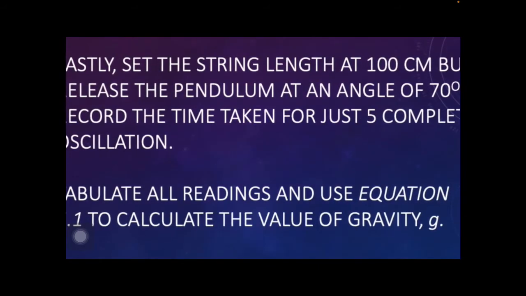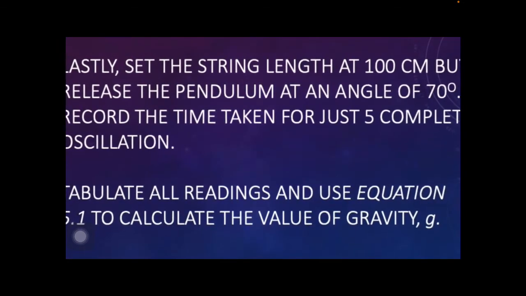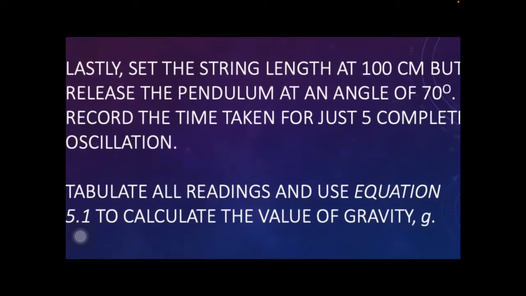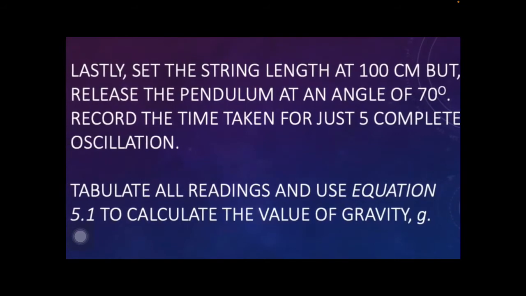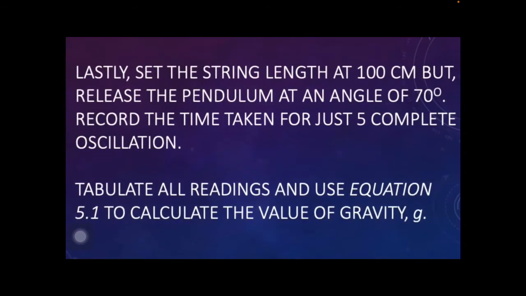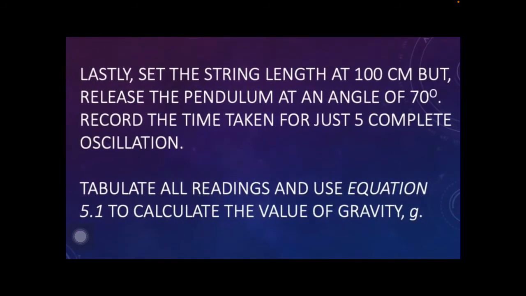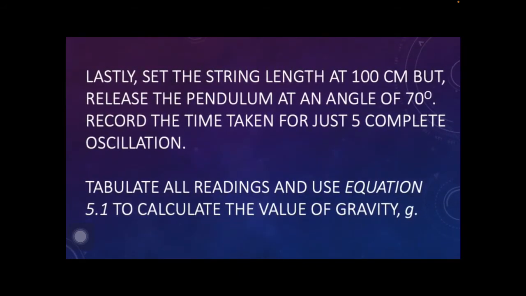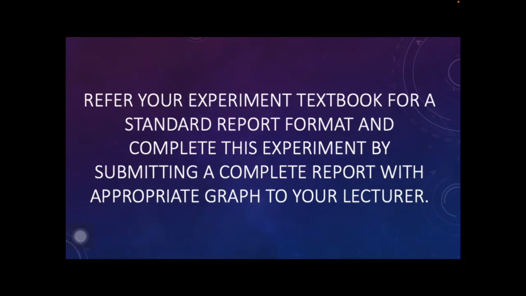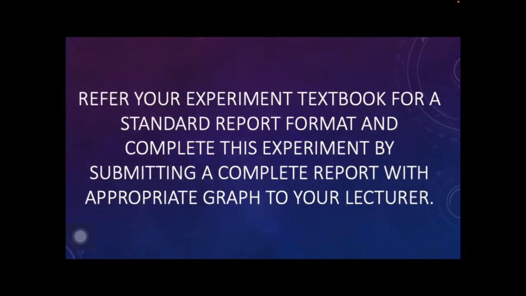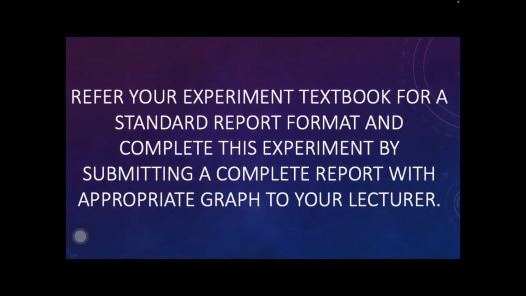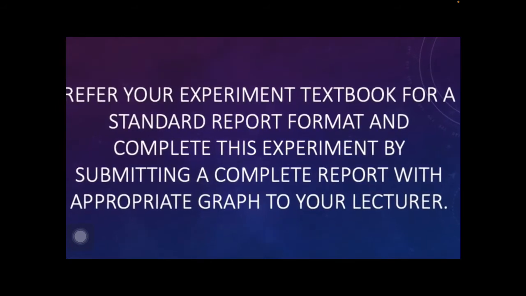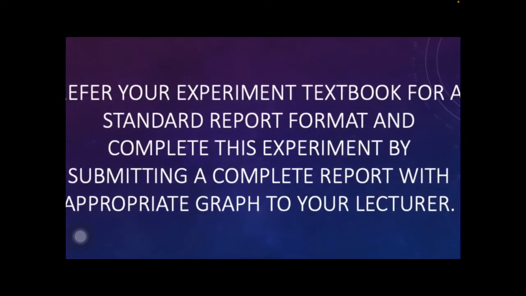Lastly, set the string length at 100 cm but release the pendulum at an angle of 70 degrees and record the time taken for just 5 complete oscillations. Tabulate all readings and use equation 5.1 to calculate the value of gravity, g. Refer to your experiment textbook for a standard report format and complete this experiment by submitting a complete report with an appropriate graph to your lecturer.